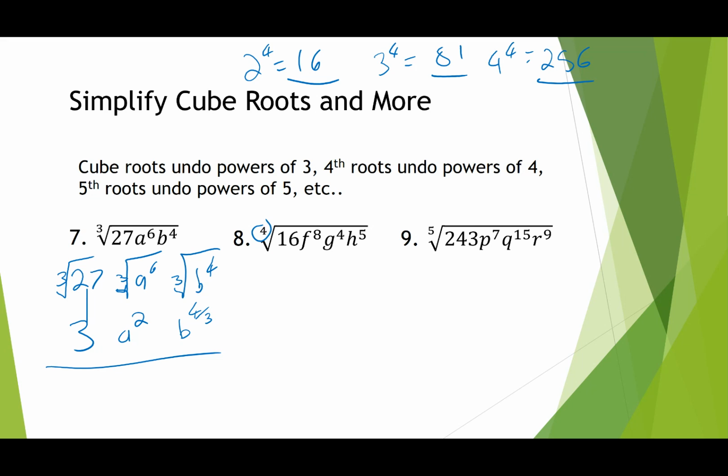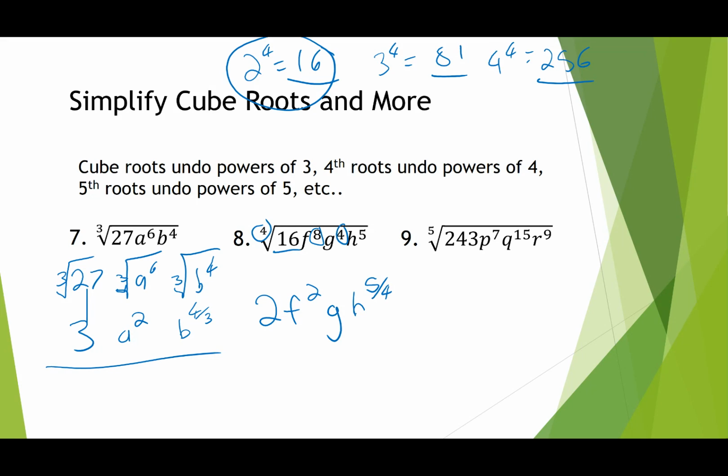Anywho, we have the 4th root of 16, which we know is based on this is 2. We have 8 divided by 4, which would make that f to the 2nd power. 4 divided by 4, which would make that g to the 1st power. And then h to the 5 over 4th, which 5 over 4 doesn't simplify nicely, but we can just leave it as h to the 5 over 4. So the only trick there was knowing that 16 was a perfect 4th root, I suppose.